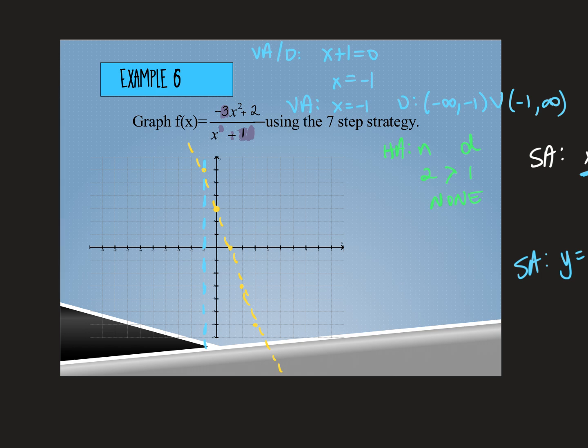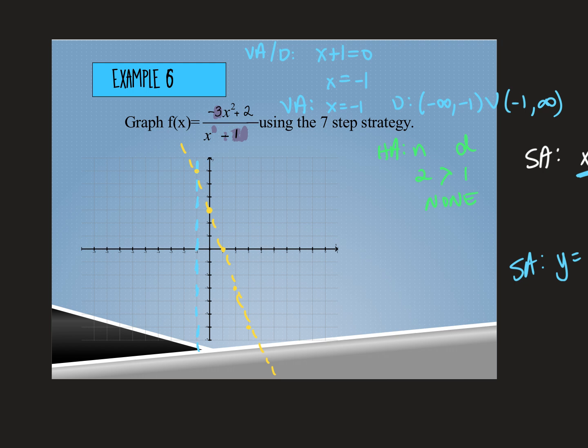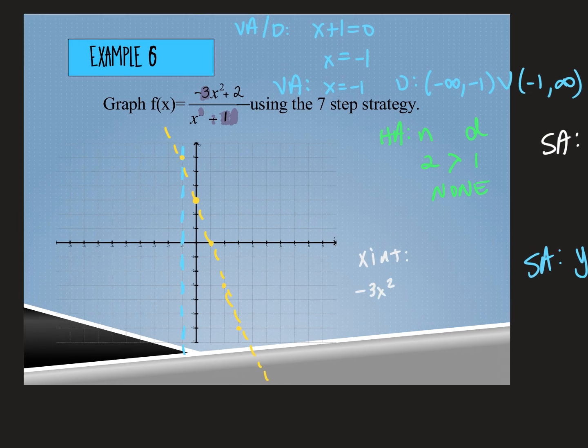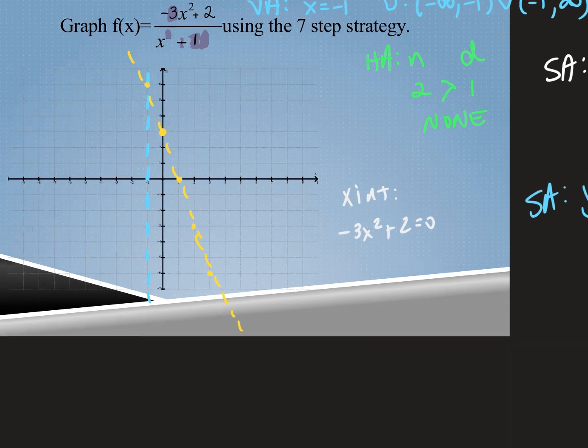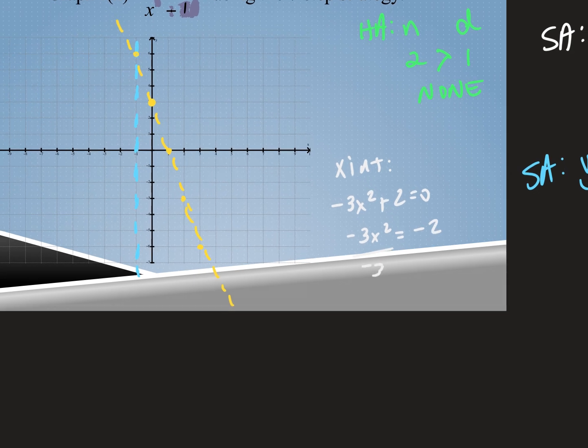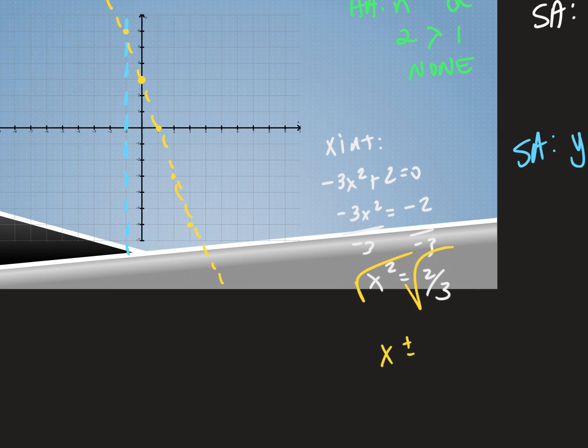So now we'll figure out where our boomerangs are. Well, let's find intercepts. How do you find x-intercept? Numerator equal to 0. So negative 3x squared plus 2 equals 0. So negative 3x squared equals negative 2. Divide by negative 3. X squared equals 2/3. So then I have to take the square root. So I get x equals plus or minus the square root of 2/3.